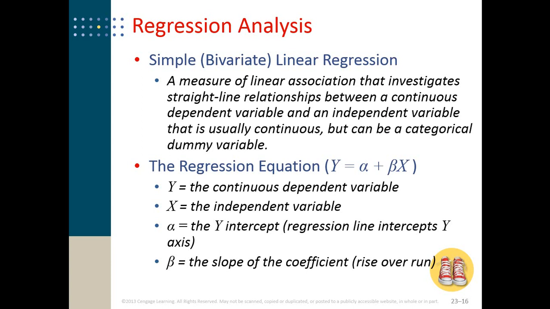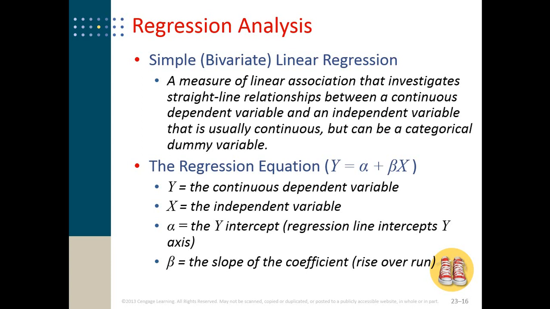Another difference between correlation and regression is that correlation is used when both the variables are interval or ratio, and regression analysis requires that the dependent variable has to be continuous, I mean interval or ratio, but the independent variable can be continuous or can be categorical.